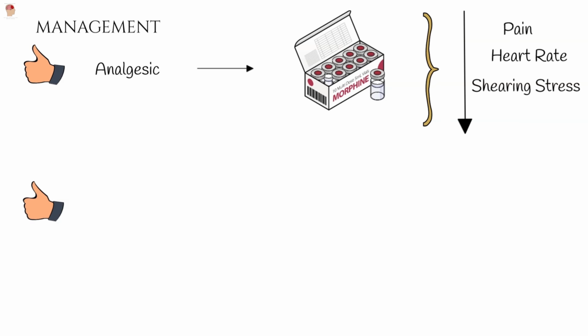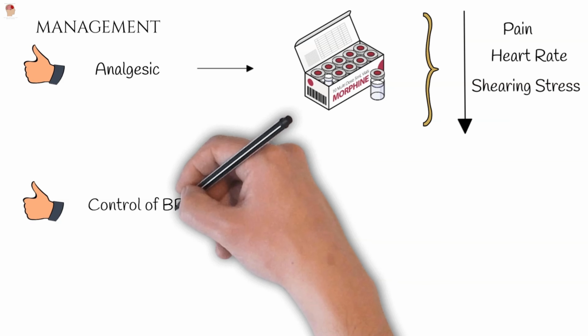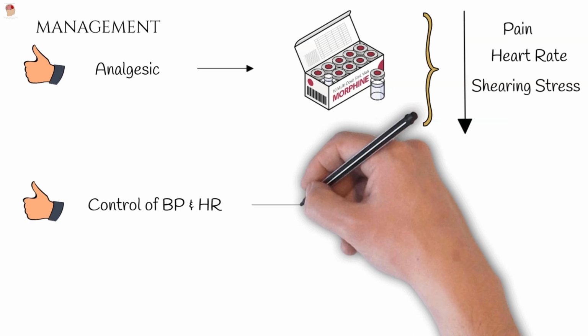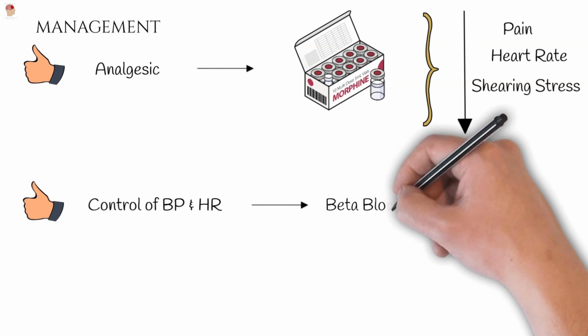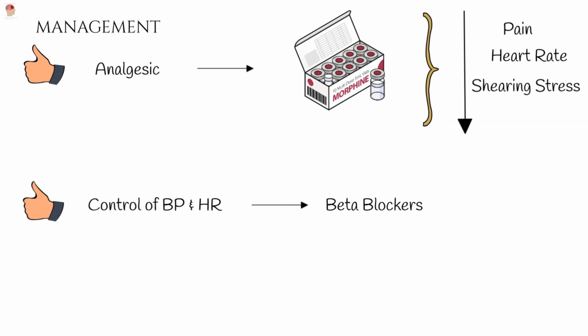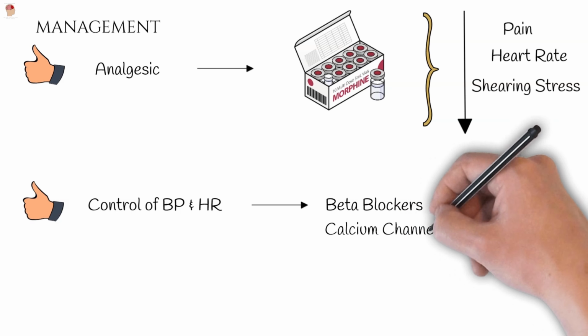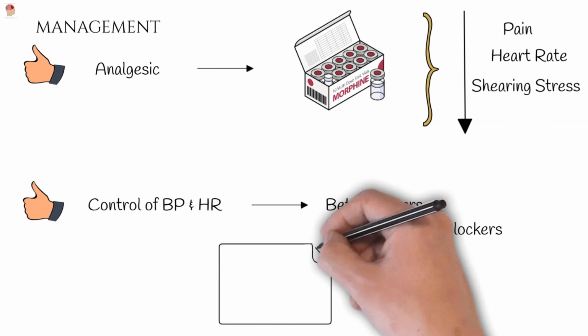The second management involves control of the blood pressure and the control of the heart rate. That is the maintenance of the hemodynamics, which can be done easily by beta blockers. Beta blockers such as labetalol, esmolol, and metoprolol can be used. If beta blockers cannot be used for any reason, we can always use non-dihydropyridine calcium channel blockers such as verapamil and diltiazem.